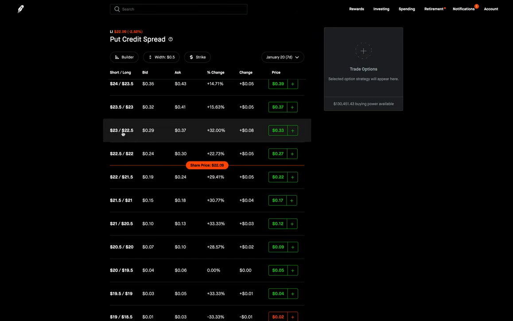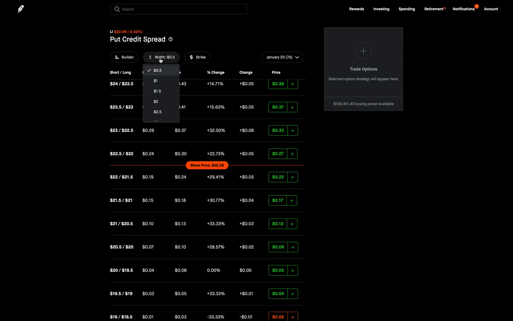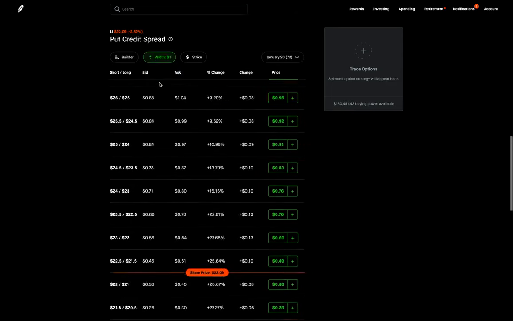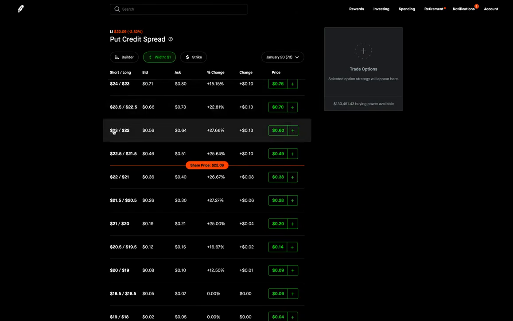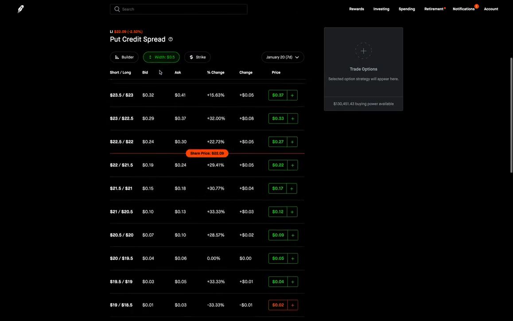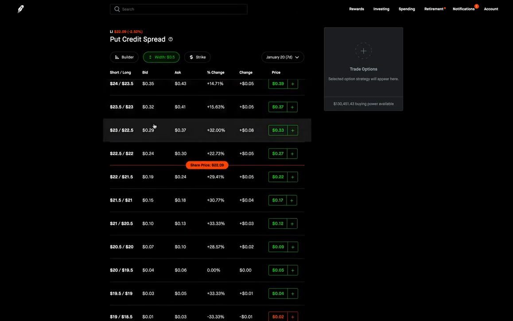Now again, if you want these to be further away from each other, you can change the width here. So let's say I wanted them to be $1 away. I could choose 1 here. And now if I look at 23, the put that I'm buying is 22. So now they're $1 away. But for this example, I'm just going to leave it as 50 cents. So here's the one I would want, so I would go ahead and click on this.